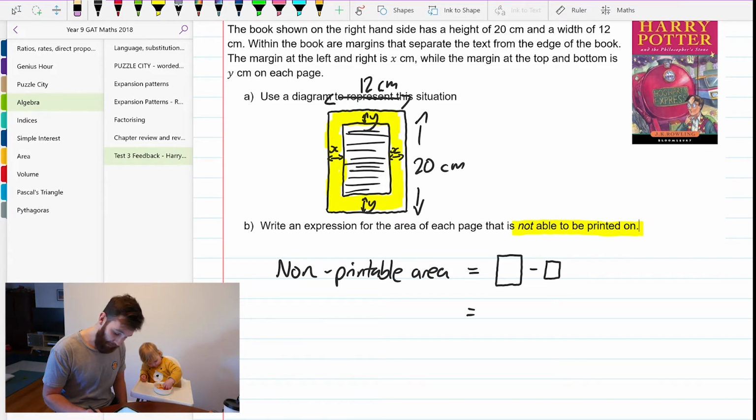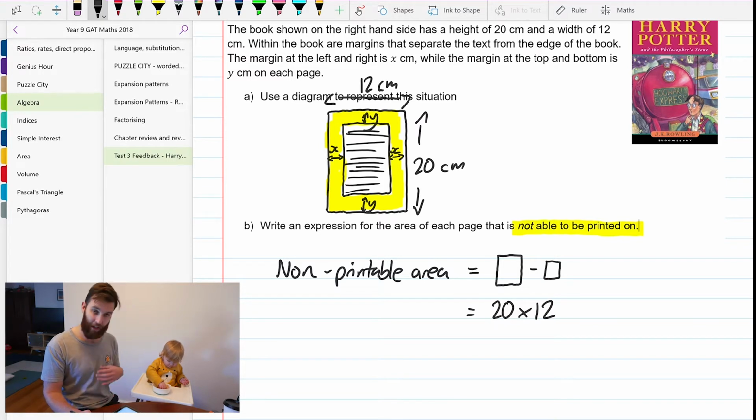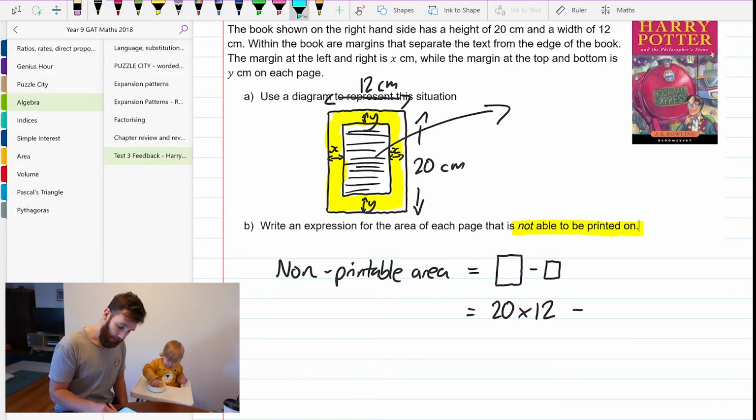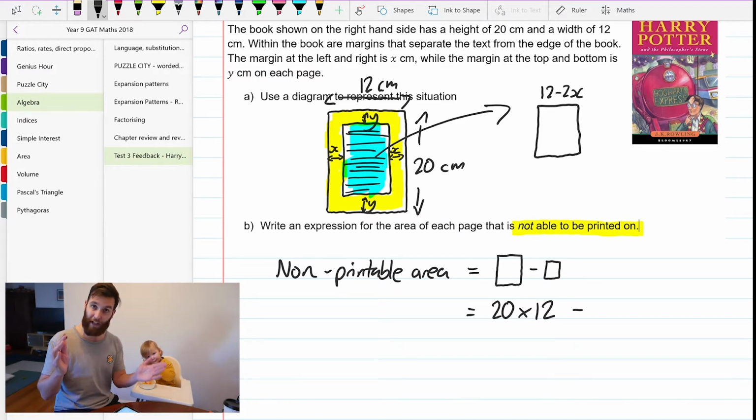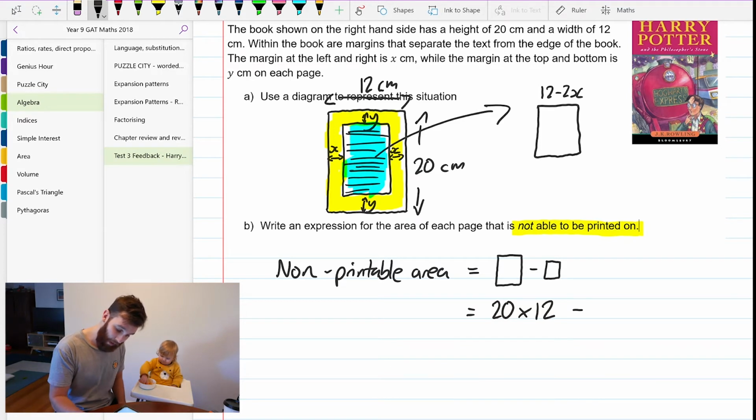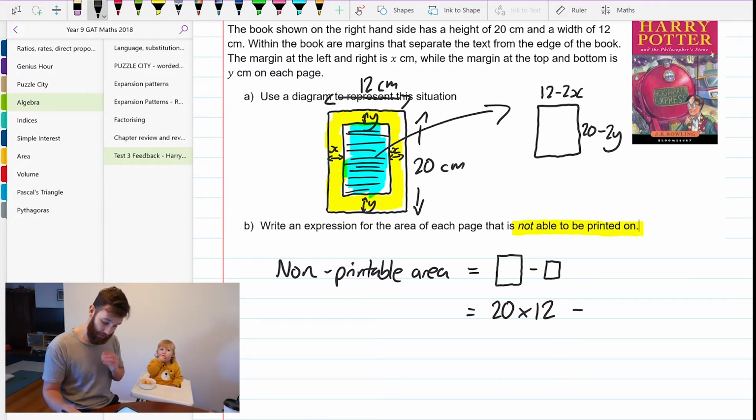So the first part of that is to put in our dimensions for the rectangle that represents the page, so 20 times 12, so that'll give us the area for the entire page. The part with the writing on that we have to subtract is a little bit more complicated. If I just highlight this blue part here, we don't know what the exact dimensions are, but we know that in terms of width, it's 12 subtract the 2 lots of X on the left and the right, because it's the margin for each side. That's our width. And our height is going to be 20 subtract the margin on the top and the bottom, so 20 subtract 2Y.